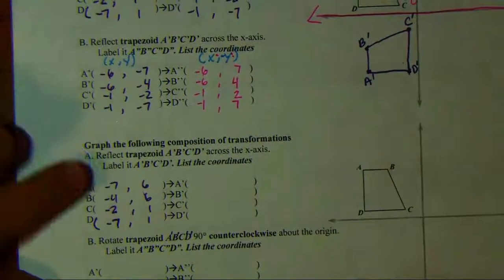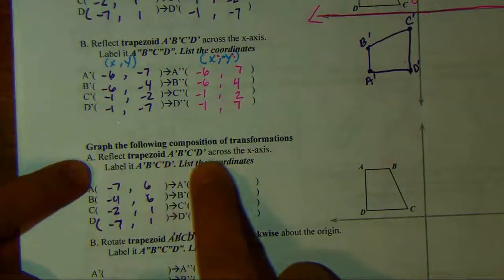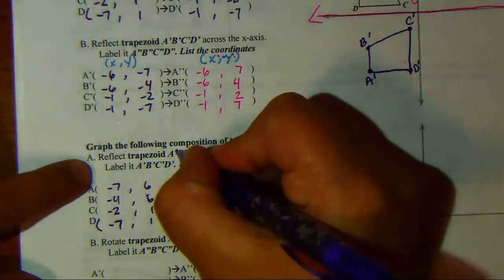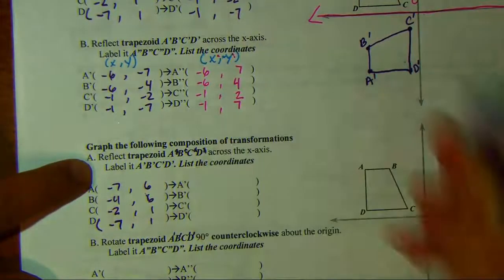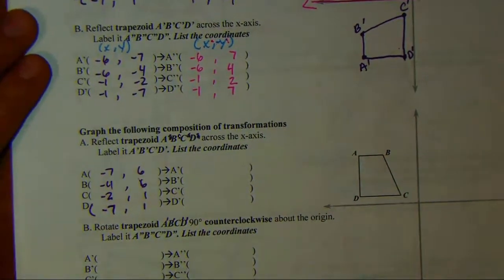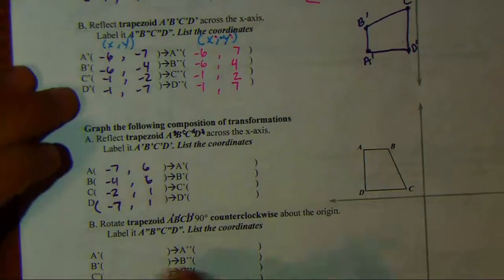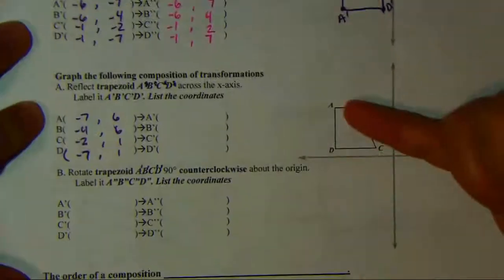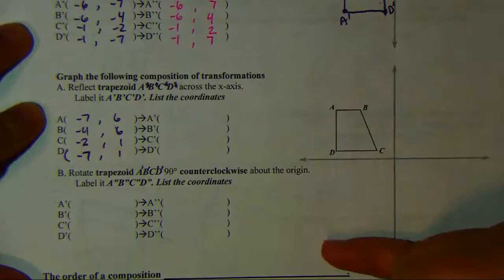Very important. I have a reflection across the x-axis, right? This is the regular ABCD. There's some typos in here, I'm sorry about that. Okay, so I want to reflect first. I'm going to take these points and reflect them across the x-axis.